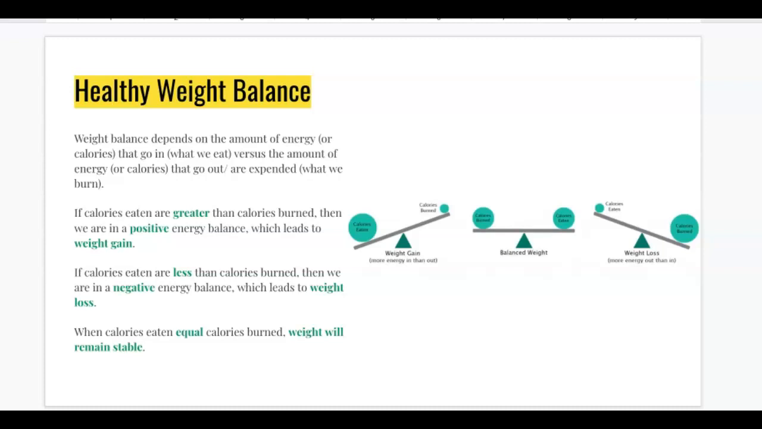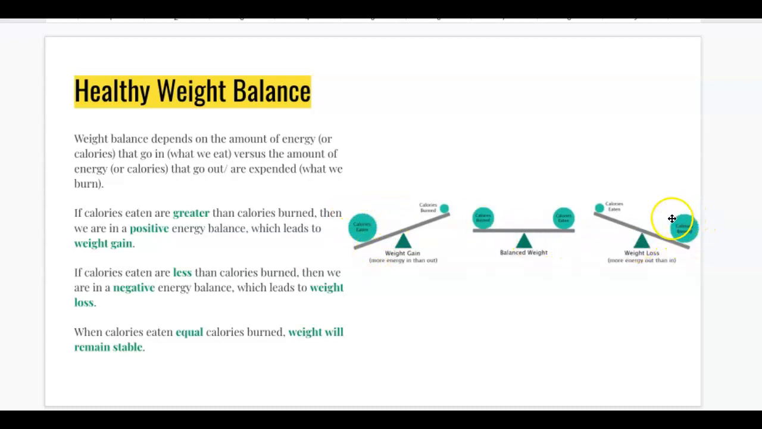Weight balance depends on the amount of energy. Energy is the same as calories. So the number of calories that go in, so what we eat, versus the amount of energy or calories that we burn or expend. So if calories eaten are greater than the calories that we burn, so the scale is going to tip towards calories eaten, that is what's called a positive energy balance, and that's going to lead to weight gain. So we have more energy coming in than what's going out, so that would lead to weight gain.